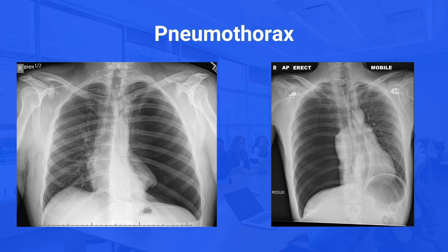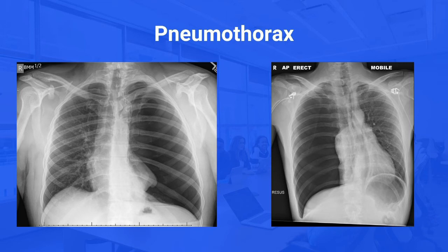You can see that the size of the left lung field is larger than the right lung field, and there is absence of bronchovesicular markings on the left lung field, whereas you can see the bronchovesicular markings as normally present in the right lung area.